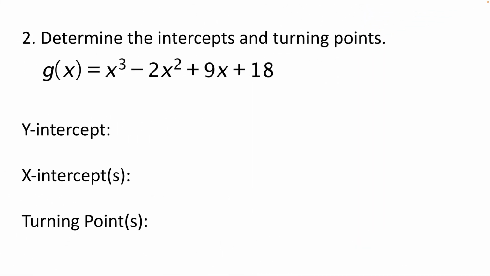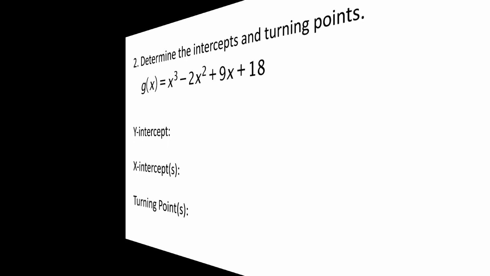Let's go ahead and look at our next example where we're going to do the same thing, determine the intercepts and turning points for the function g(x) = x^3 - 2x^2 + 9x + 18. Let's go back to the Desmos website and enter this function in.